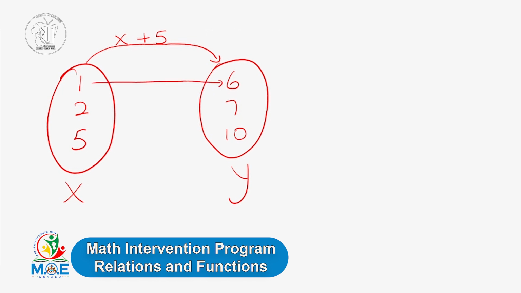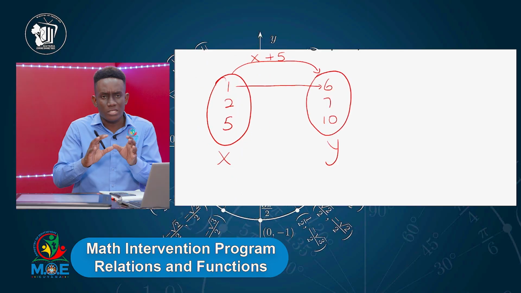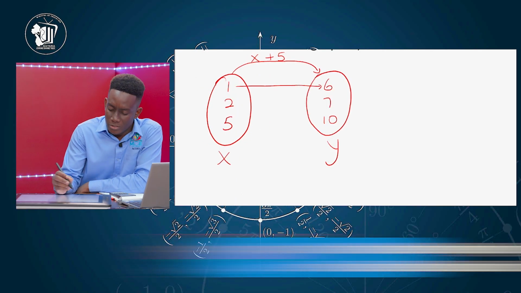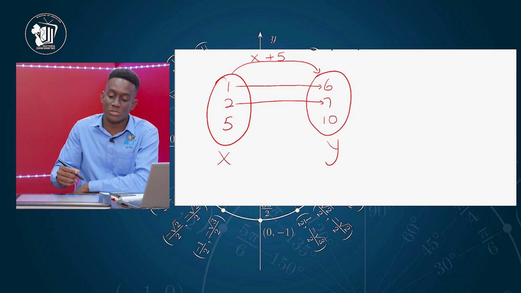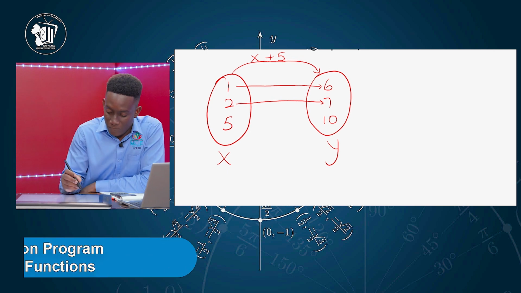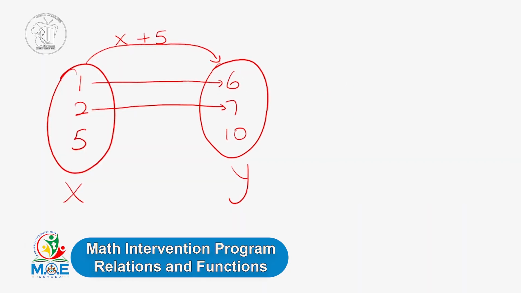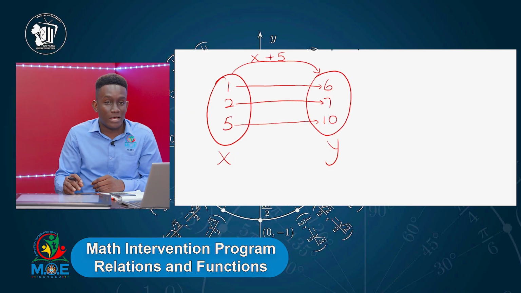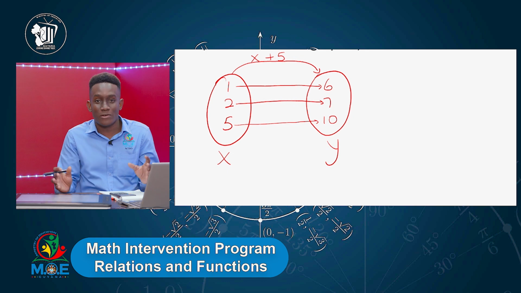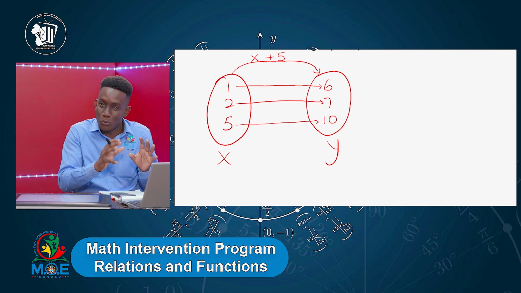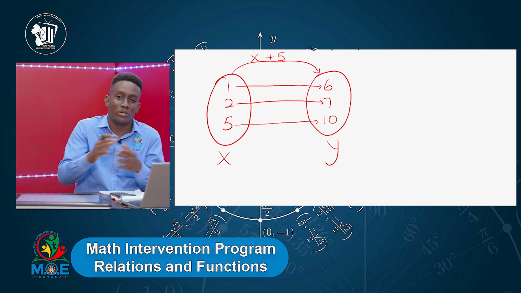For the second one, we have 2. So this will be 2 plus 5. We take an arrow and draw from 2 straight to 7, because 2 plus 5 gives you 7. And for the last one, 5 plus 5 gives me 10, so I take an arrow and draw from 5 straight to 10. And this is what a relation is. We have an arrow diagram, and a rule to link one side to the other side.